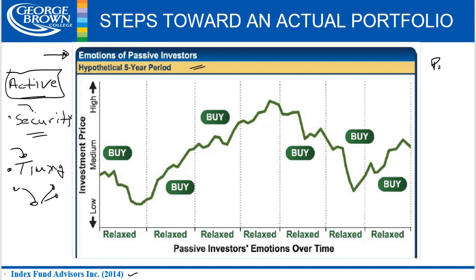On the other hand, we have a philosophy of passive investing, a passive investor, and that's really the buy and hold strategy. That's what this graph is showing, the emotions of a passive investor. They're buying at different times of the market. The market's going up, it's going down, but in general, on average, they're continuing to invest their savings in the market. They're not trying to time the market and not trying to choose individual securities.